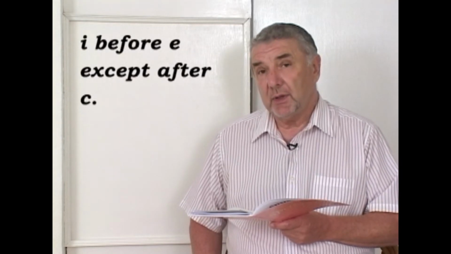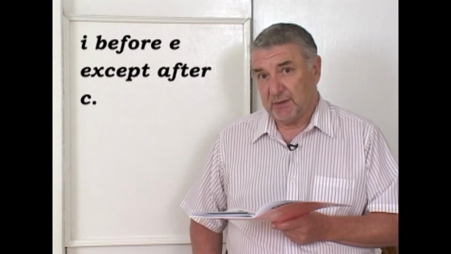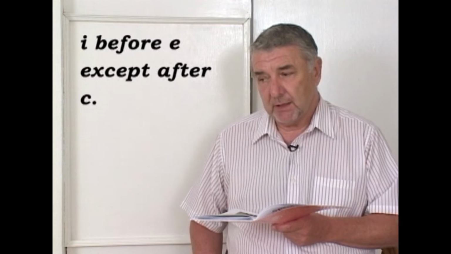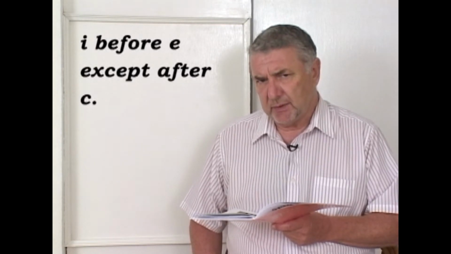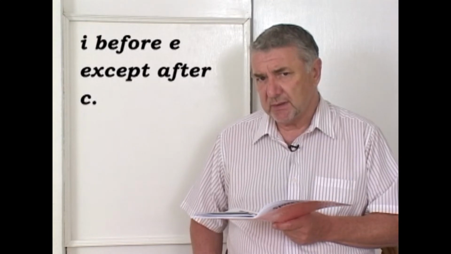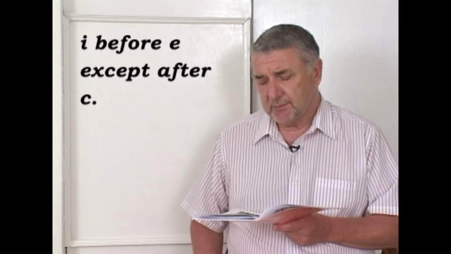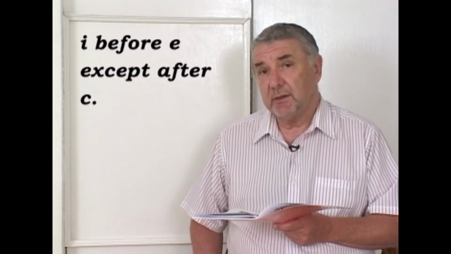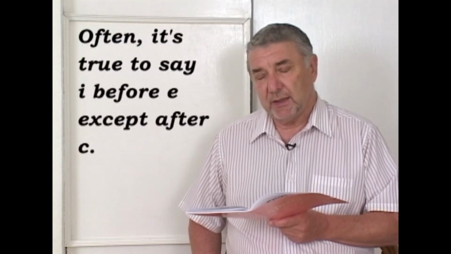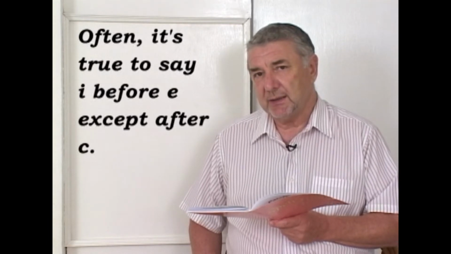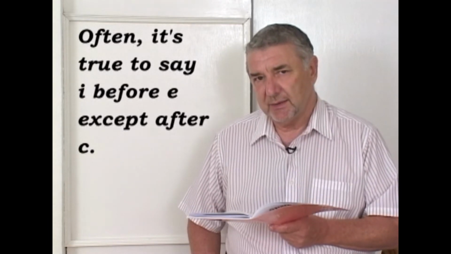I'm sure when you were in school, or if you're still in school now, you'll have learned the rule: I before E except after C. Well, the trouble with rules in English is that they're not reliable. Sometimes you can trust them, sometimes you can't. But today you can, all right? Often it's true to say I before E except after C.